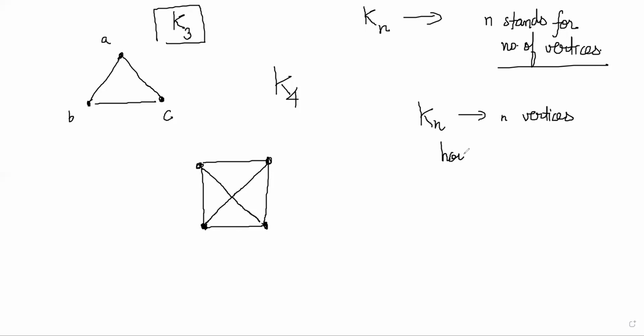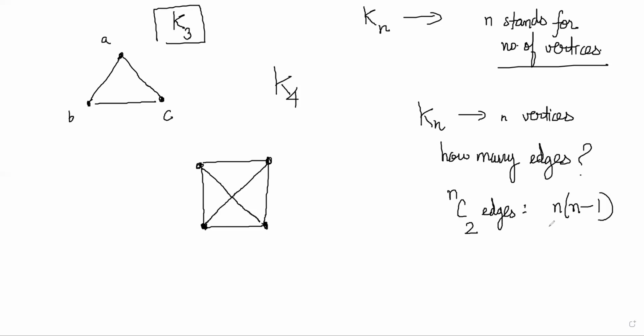How many edges should be there in Kn? Basically a complete graph with n vertices. So since any two can be connected by an edge, you should have nC2 edges, right? So that will be n into n minus 1 by 2. These many edges will be there in a Kn graph, right?